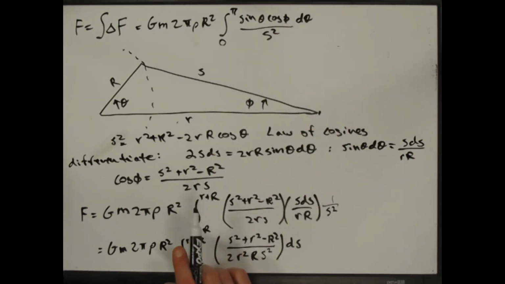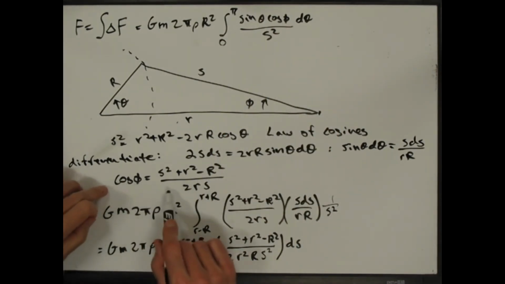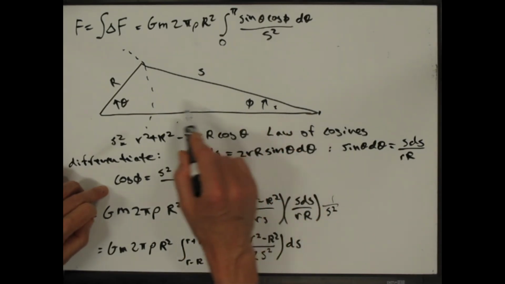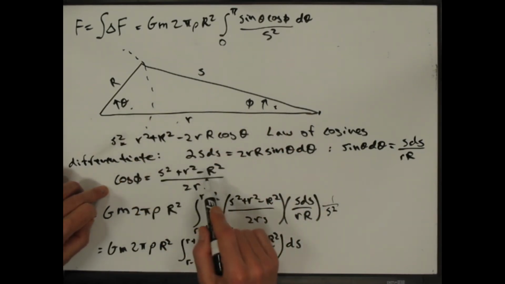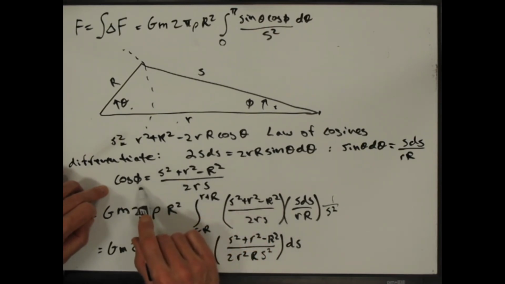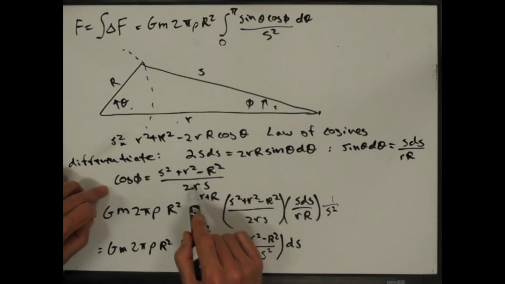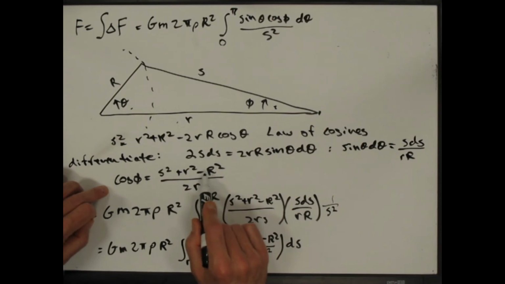And I'm going to use the law of cosines again. I've already rearranged it a little bit, but it's exactly the law of cosines, except about this angle instead of about this angle. And so what we get is cosine phi equals s squared plus r squared minus big R squared over 2rs. And notice this gets phi, cosine phi, in terms of s also.